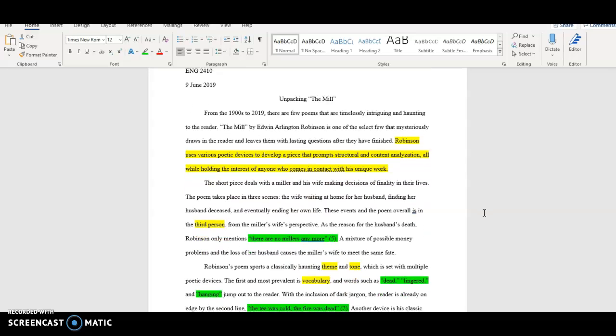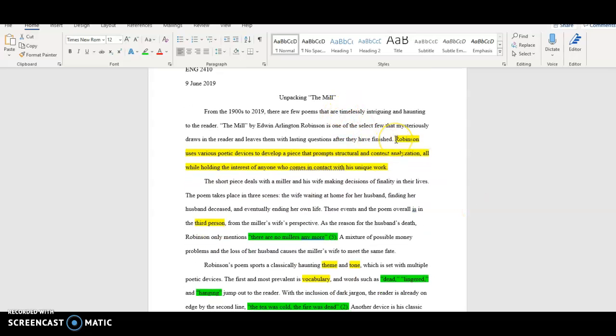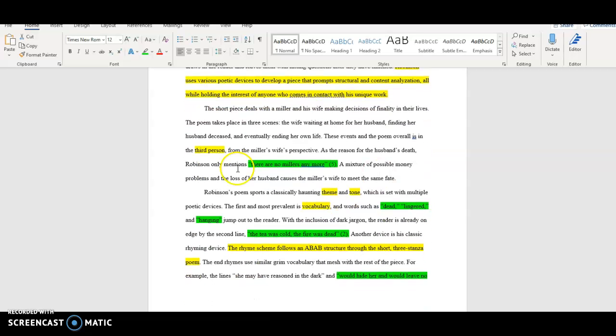What I've done here is I have highlighted in yellow the explication's thesis statement at the end of the first paragraph here, and then throughout the explication I have highlighted in yellow various poetic or literary devices that the explication is discussing, and then in green I have highlighted the direct quotations taken from the poem.